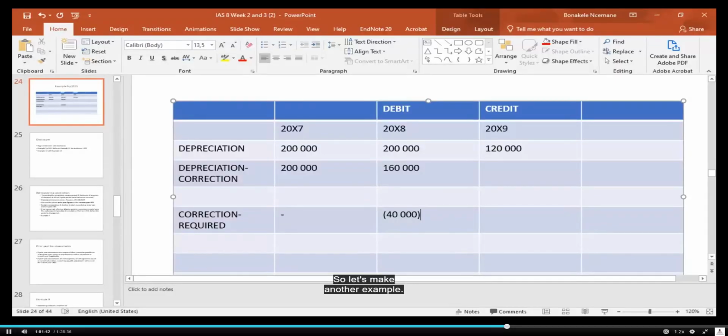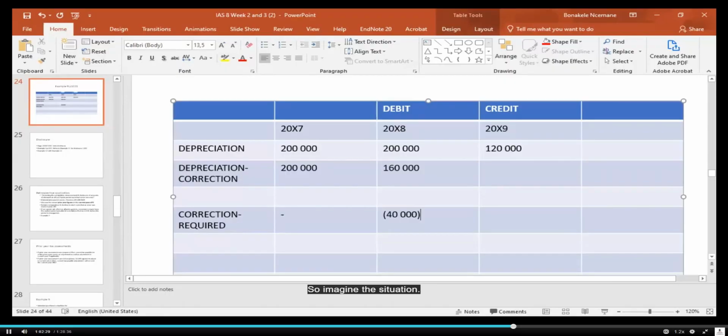Let's make another example. What would have been the impact in the future of having more depreciation? No, I think I'm wrong if I say it's an asset. If we had more depreciation, then it would be an asset because we would have depreciated more than what we were supposed to. In the future, if we had more depreciation, it would have been an asset, right? Yes.